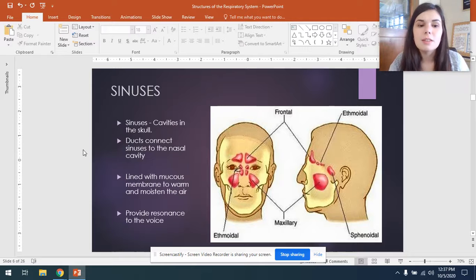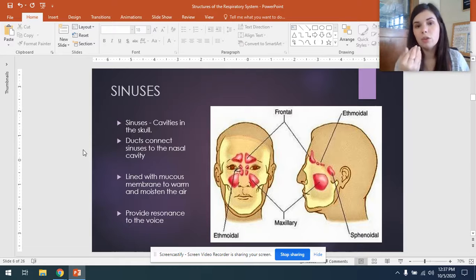Next, we have our sinuses. And our sinuses are located in our skull. They are actual cavities inside the skull. And the ducts connect the sinuses to the nasal cavity. Your sinuses are lined with a mucous membrane, which helps to warm and moisten the air that enters into our system. And it also helps to provide the resonance to the voice.